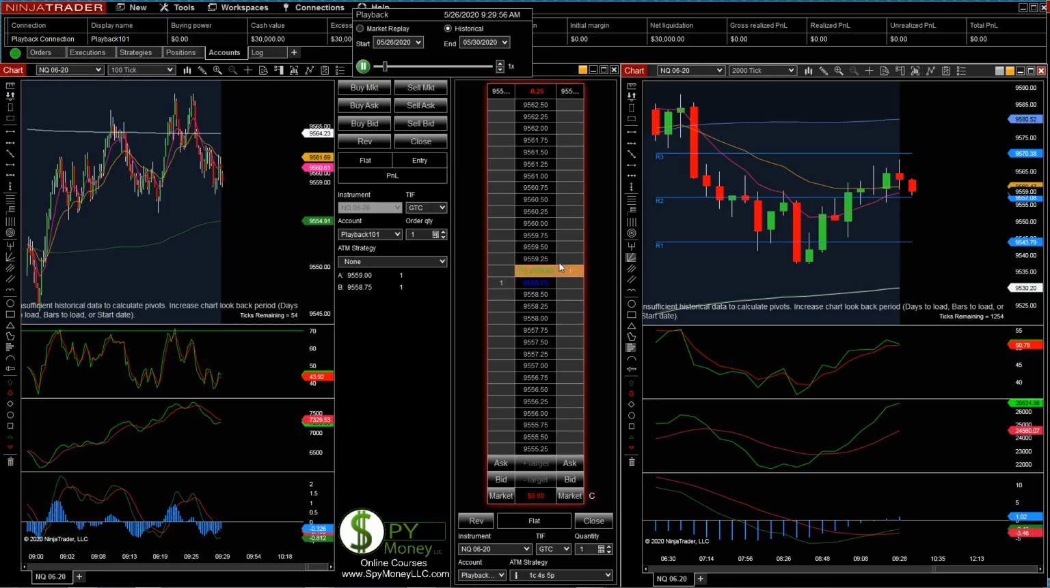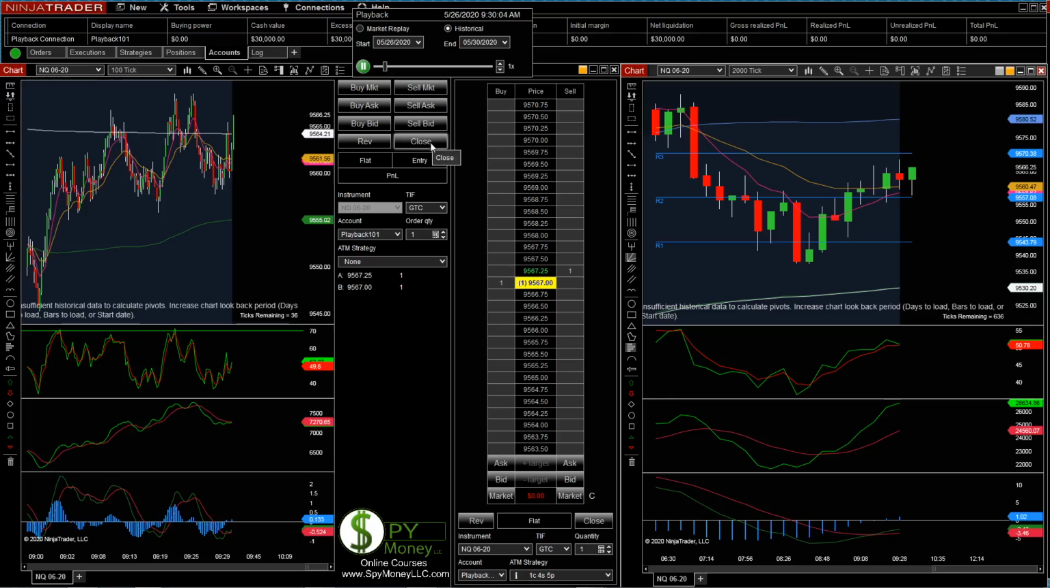I put my trades in here. This is where I execute. And sometimes I'll do it here if it's really moving. Sometimes I'll just hit buy market and then I'll close for the sell.